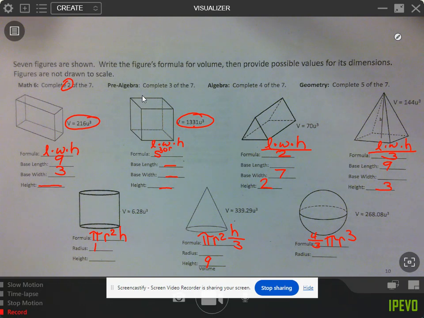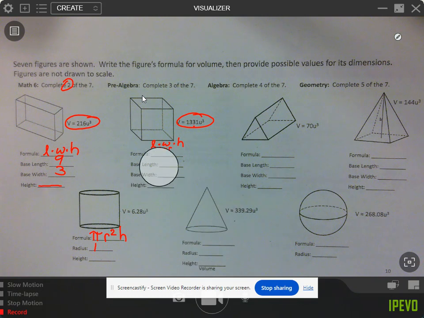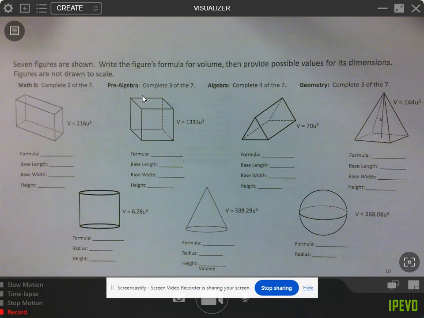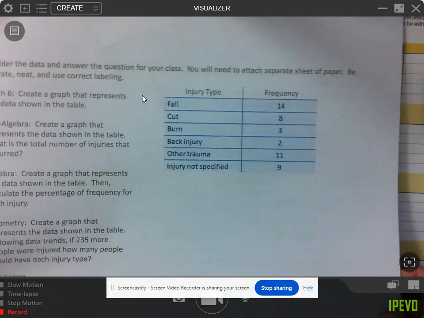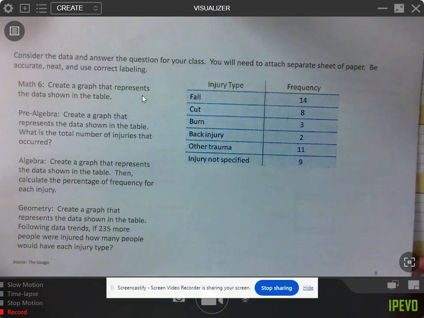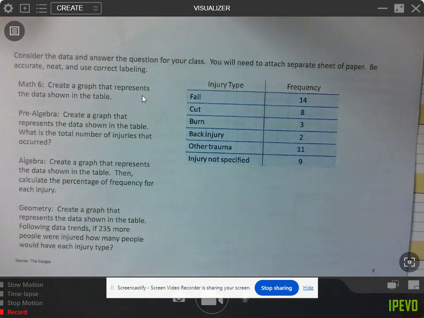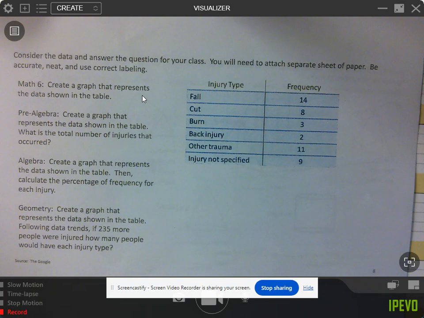And for our last page, it is a graphing page where we are going to create a bar graph or a line graph for the data that we are given. We just went over those bar graphs and line graphs in our objective last week. What important things do we need to remember to have when we create a graph, Layla? Labels. We need correct labeling.